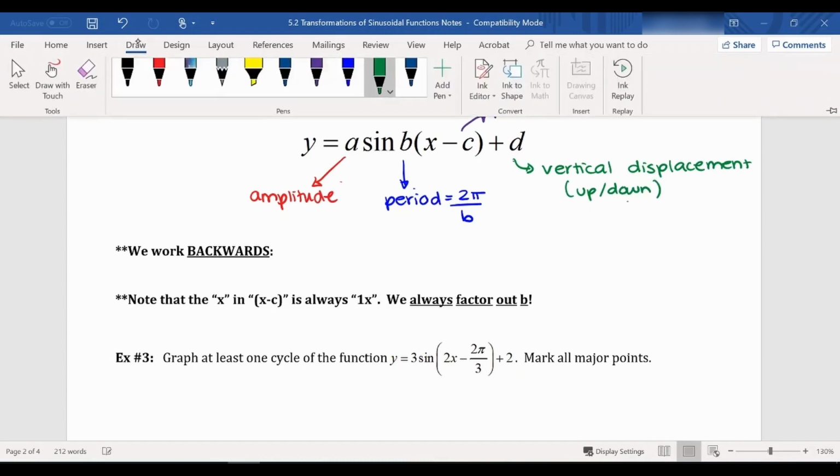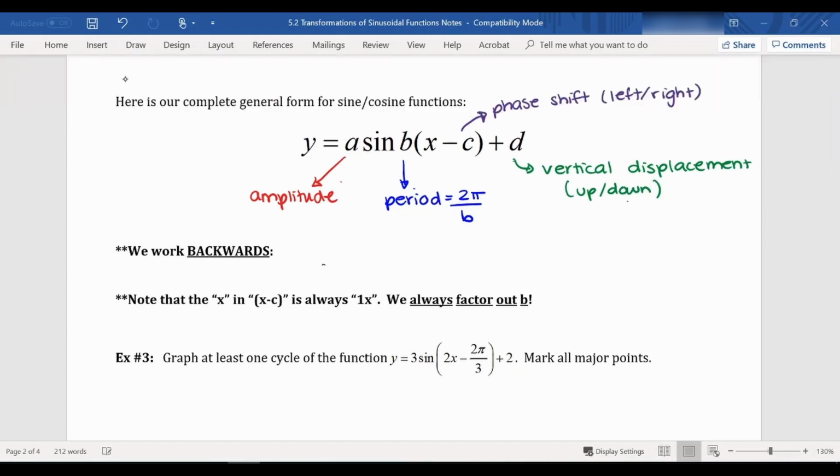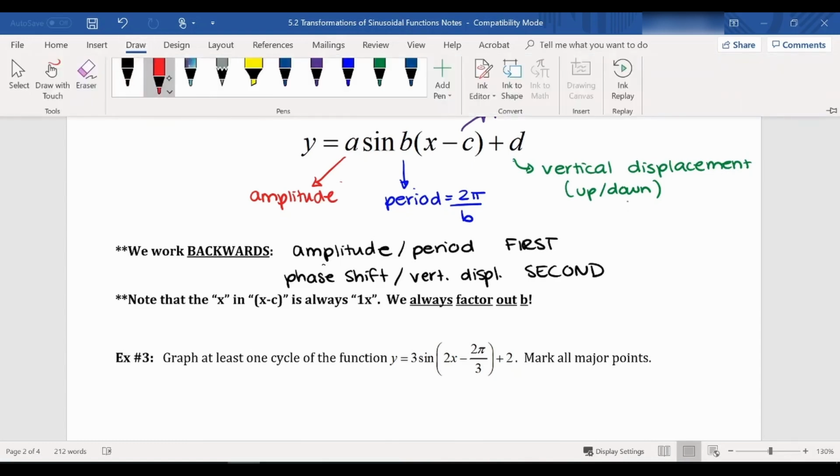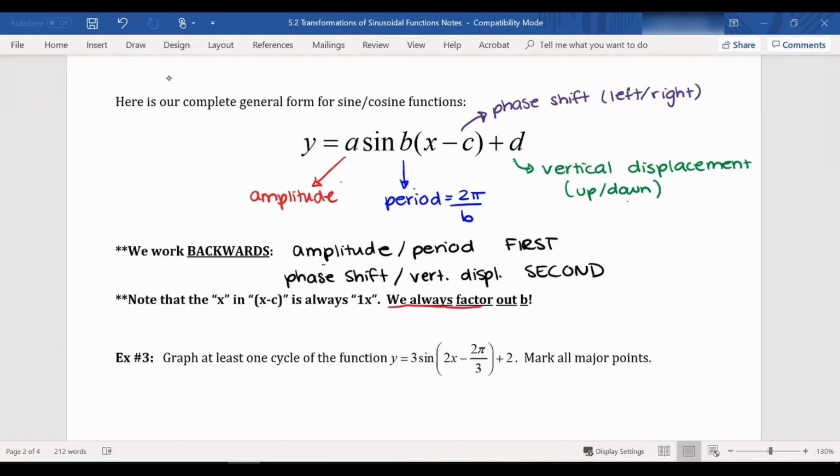So note that we are working backwards to what we think. We're going to do any amplitude change and period change first. And you're going to do any phase shift or vertical displacement second. Also a note, as with chapter 1, anything that's affecting your horizontal expansion compression, or in this case our B, we must always factor out.